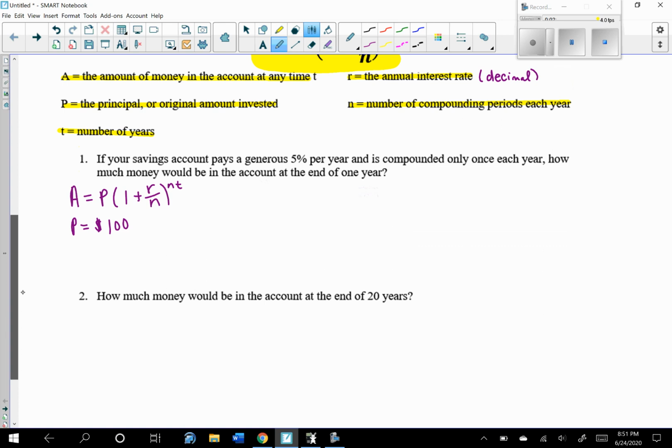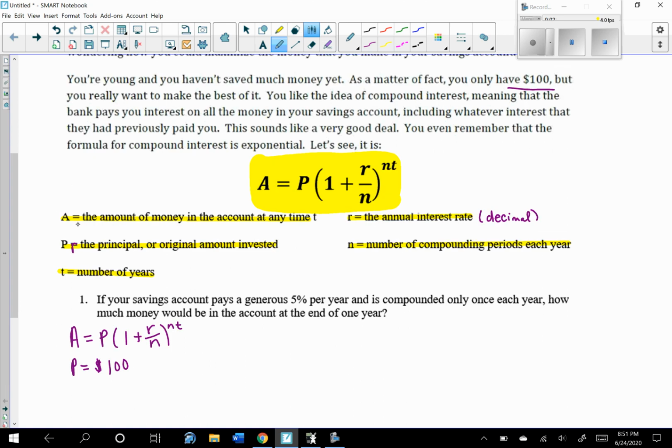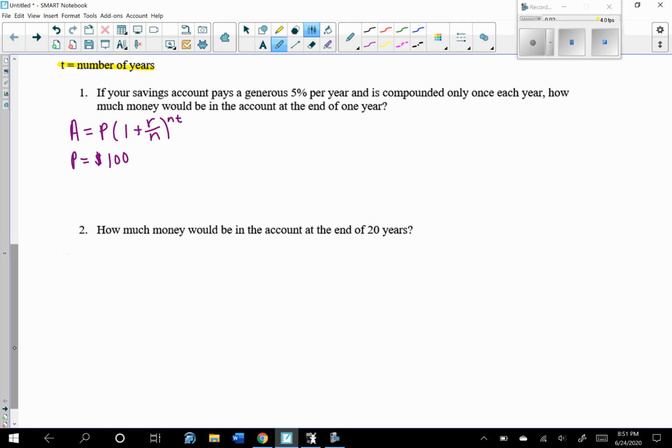So then it says our rate is equal to 5% per year. So as a decimal, that would be 0.05. And N is equal to once per year, so 1. And T is equal to, it says how much at the end of 1 year, so 1 year.